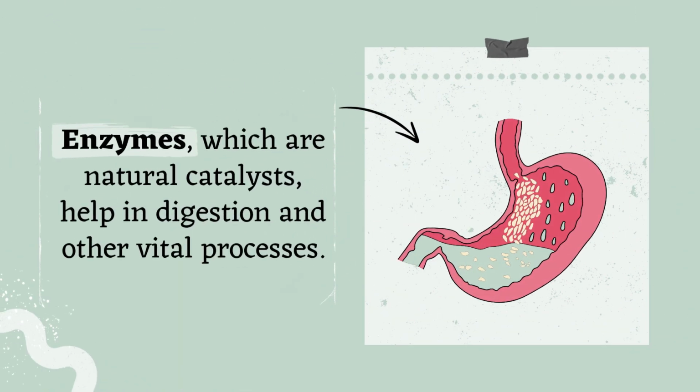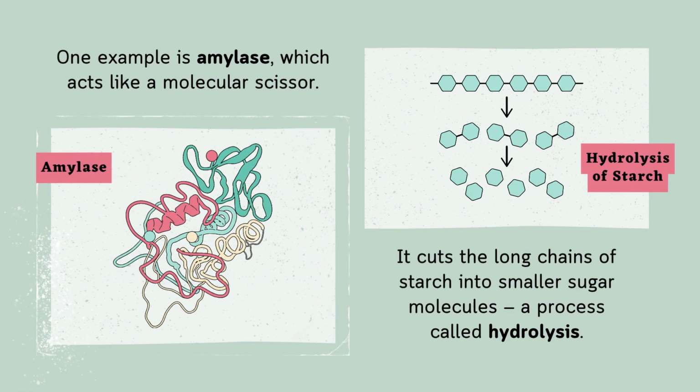Also, enzymes, which are natural catalysts, help in digestion and other vital processes. For example, amylase, which acts like a molecular scissor. It cuts the long chains of starch into smaller sugar molecules, a process called hydrolysis.